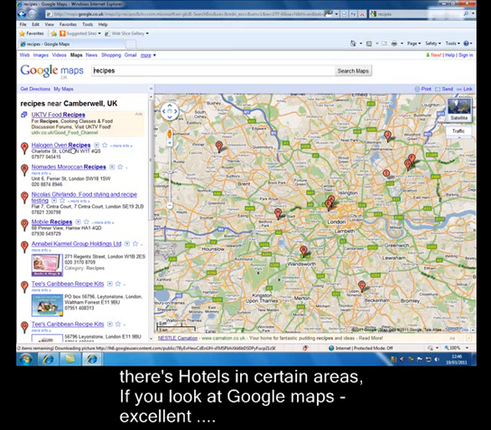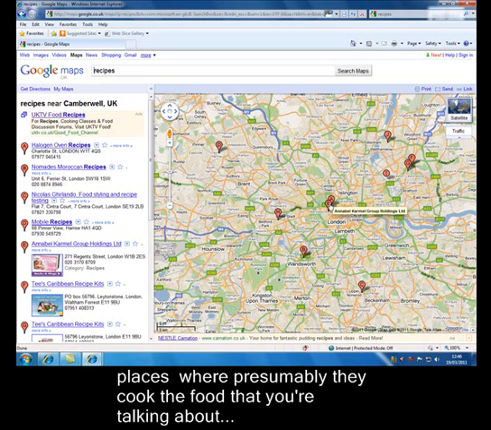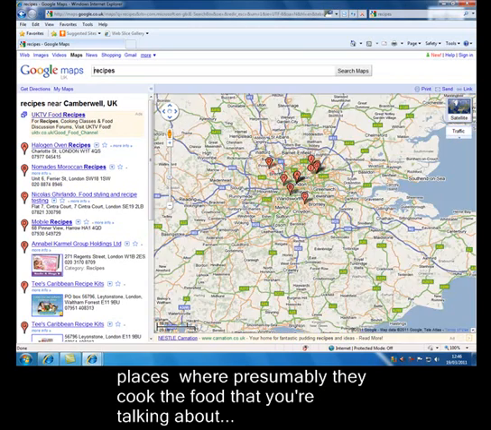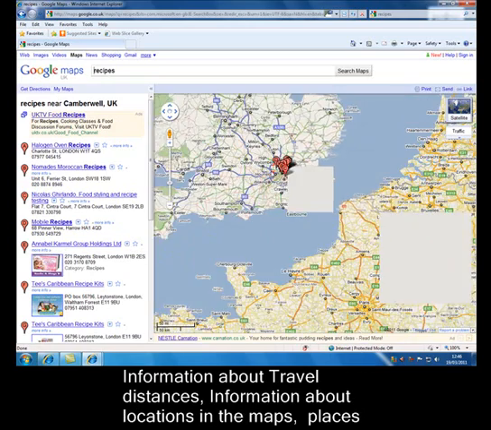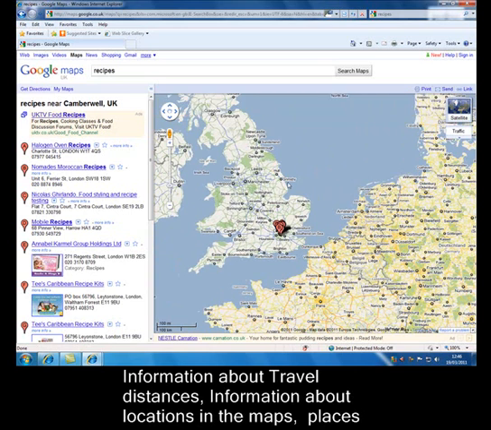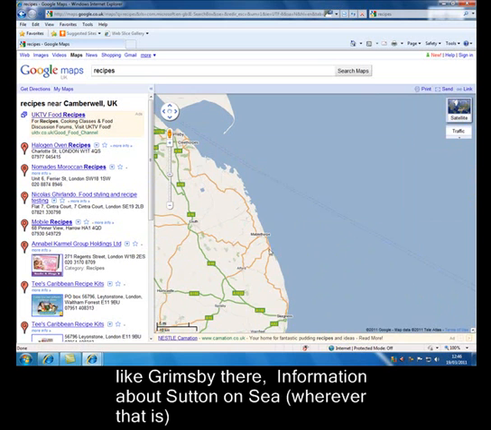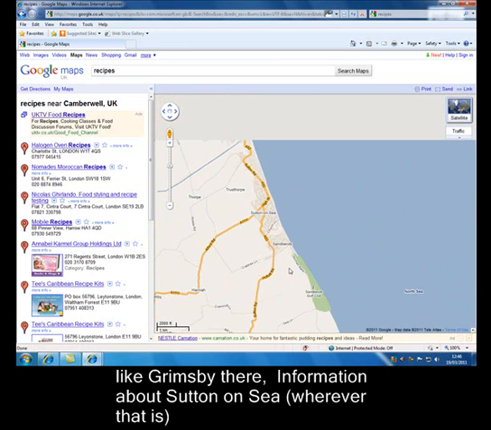I just noticed something that if you type in Google Maps after you've searched for recipes, you get to see the places where presumably they cook the food that you're talking about. That's T's Caribbean recipe kits provided from somewhere in Leighton. Never mind. Information about travel distances, information about locations in the maps of places. Grimsby there sticking out. Information about Sutton-on-Sea, wherever that is.